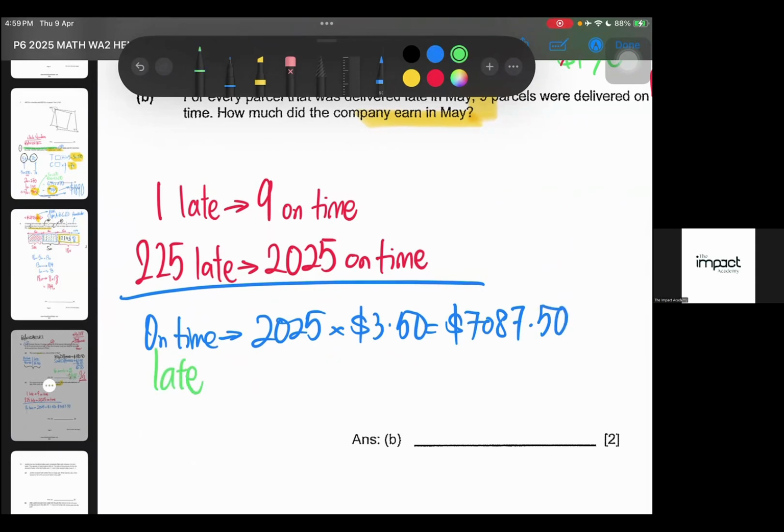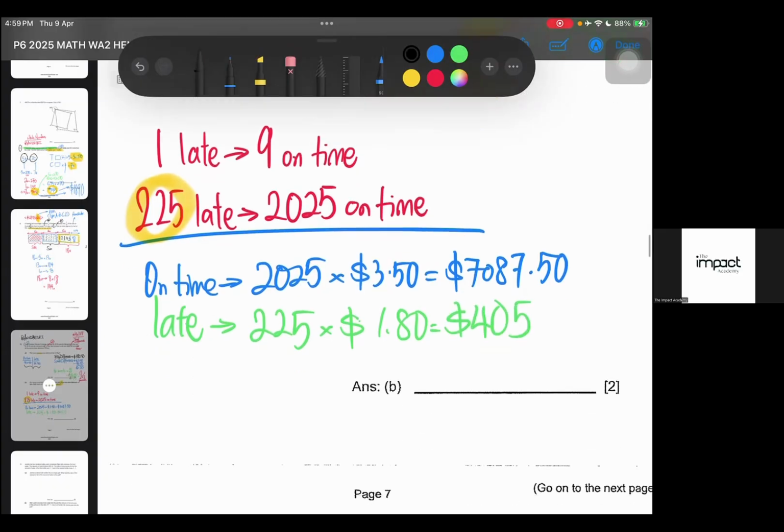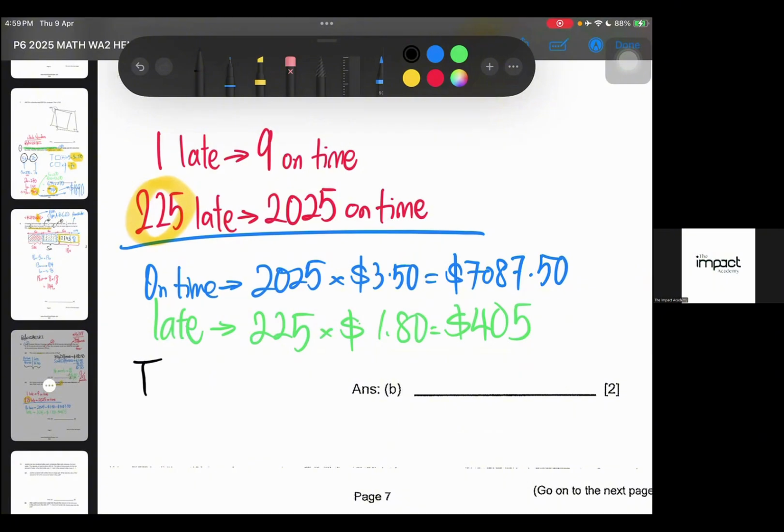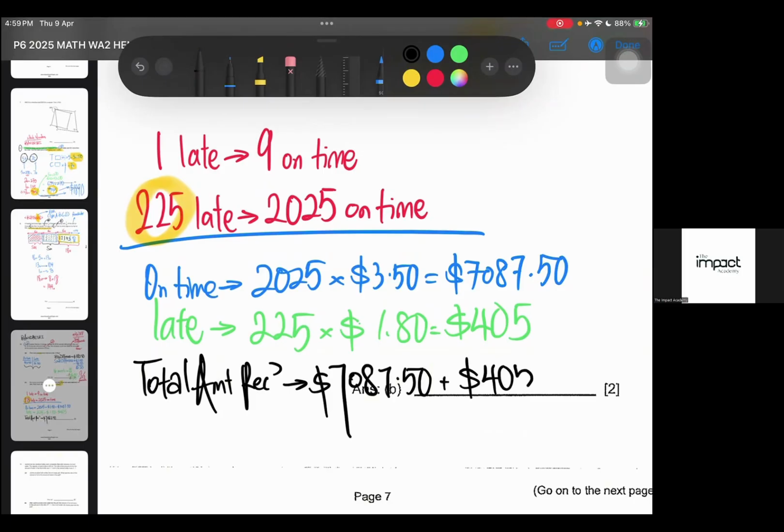But don't forget the ones that are late. $3.50. Okay. For the ones that are late, how many are late? You can see over here very obviously 225 times how much? $1.80, because that is the price that you charge if something is late. Of course, right? Because you want your customers to be happy. So what's the total amount received? Okay, this is very simple. Total amount received in this situation is going to be 7087.50 plus 405. Okay?